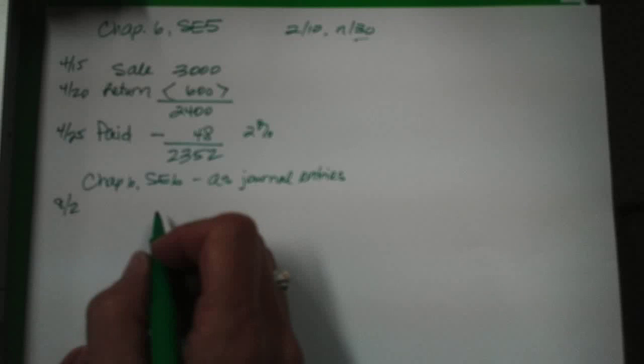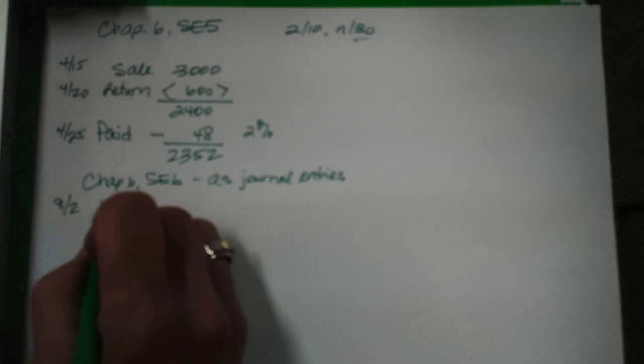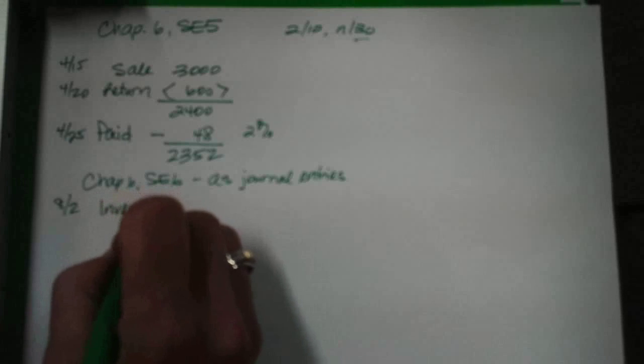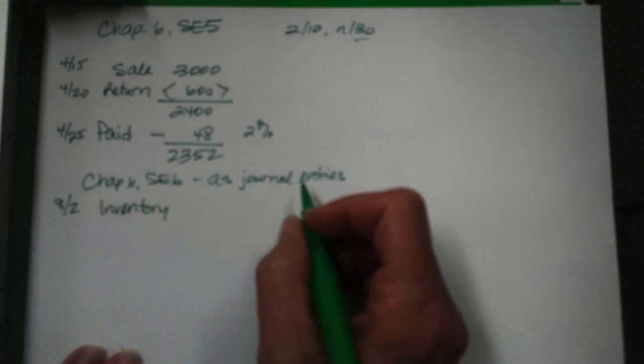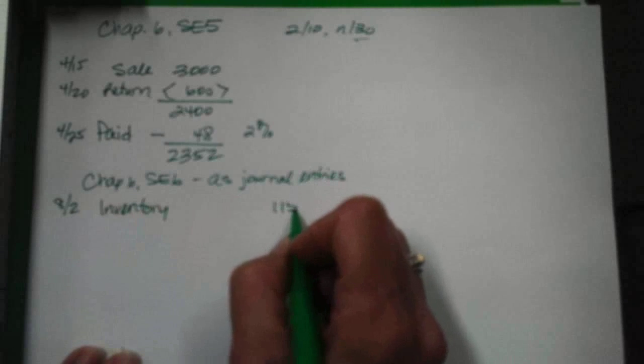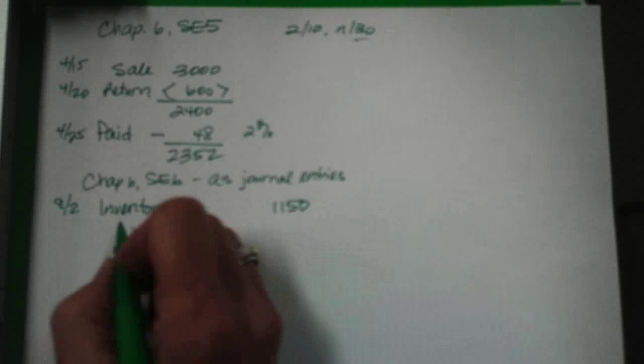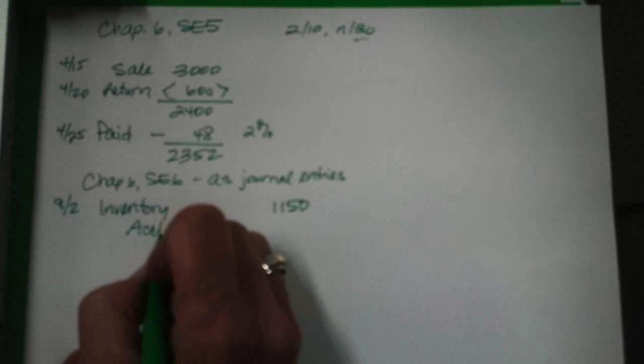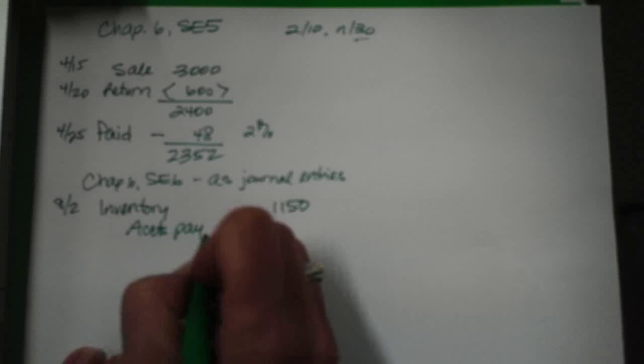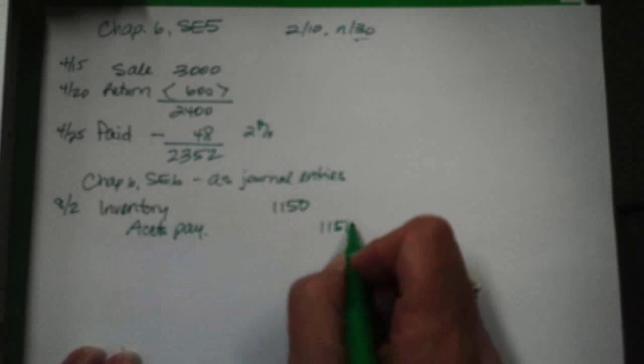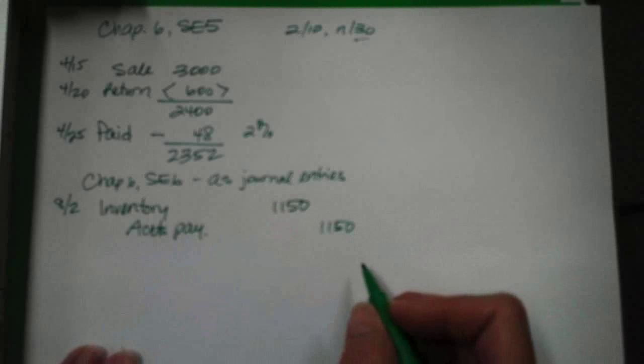Okay, so this is a perpetual system. So I am going to debit inventory for $1,150. And it says on credit. So I'm going to credit accounts payable because I owe the company for this. They will invoice me and we will pay it later.